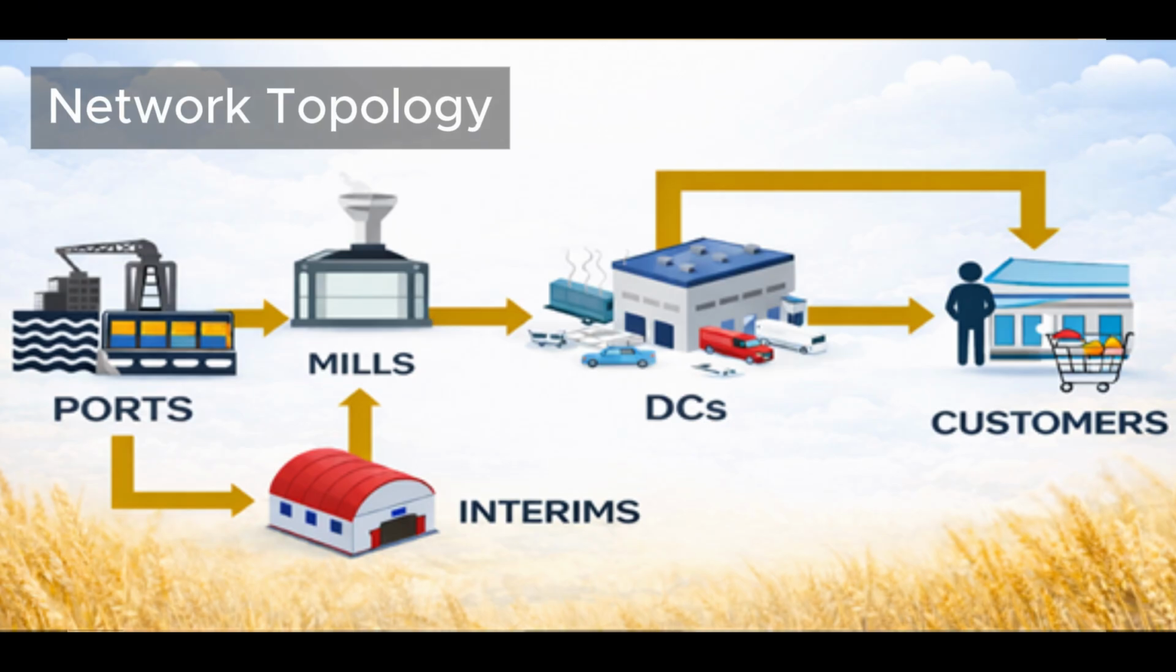For the network overview, the wheat network has five main stages, which are ports, mills, distribution centers, and customers, with the interim warehouses used when wheat needs temporary storage before the milling process. This creates multiple routing options and operational trade-offs across the network.